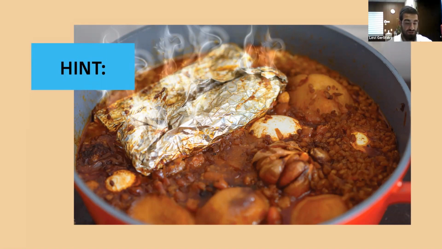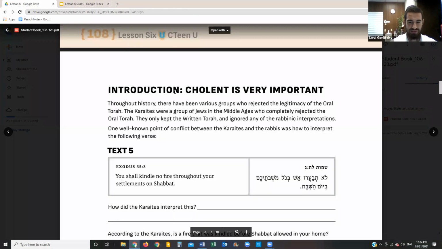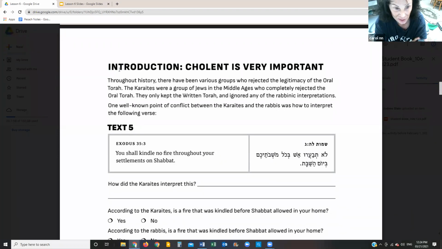Right. No, very good. You're definitely heading down the right track. So let's get into the text as to where this came about. And Caroline, if you'd like to read introduction and then text 5. Okay. Introduction. Cholent is very important.